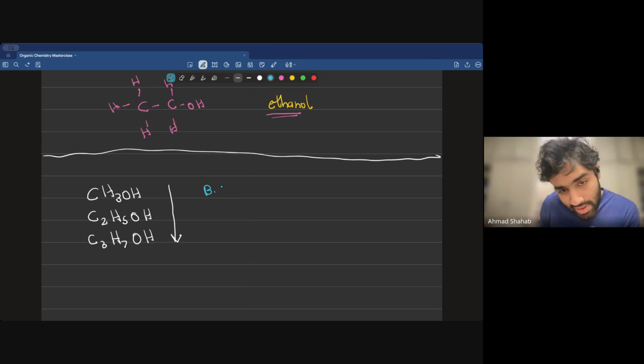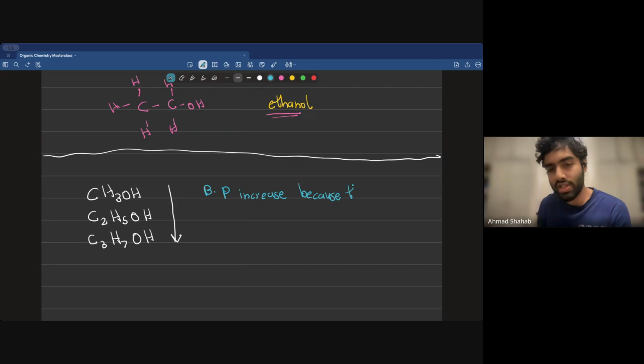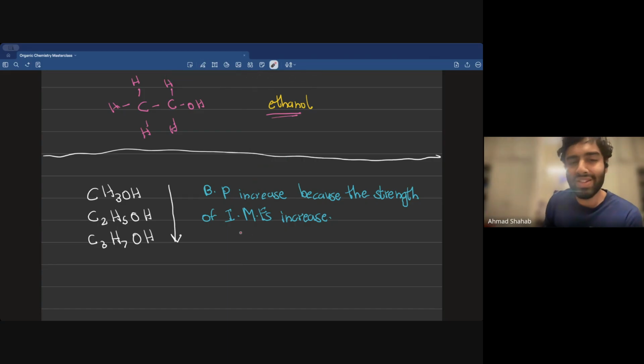The boiling points will increase as we go down the group, and they will increase because the strength of the intermolecular forces increases. This is a question that comes up in the examination just like that. The strength of intermolecular forces increases. And why does the strength of intermolecular forces increase? That is because the number of electrons increases.